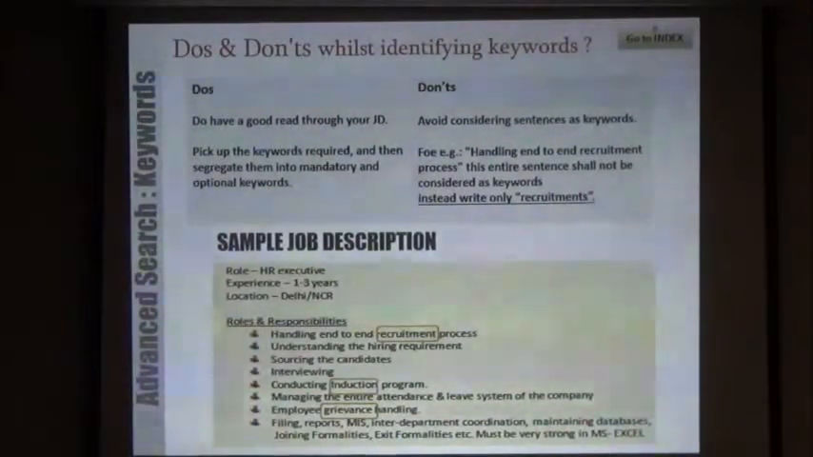There are do's and don'ts: whenever you are given a JD, you don't blindly pick up the keywords and start putting them in. For this kind of JD, you should not put something like "handling end-to-end recruitment process" in the keywords. Select the right keywords like recruitment, induction, grievance. Put in the search the important keywords related to the role and function of the particular position. You cannot pick up the entire line.